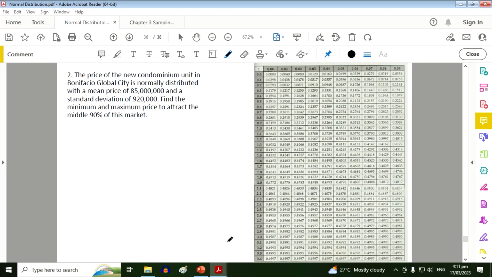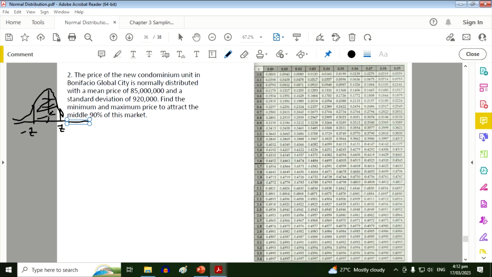Okay, number 2. The price of the new condominium unit in the Bonifacio Global City is normally distributed with a mean price of 85 million and a standard deviation of 920,000. Find the minimum and maximum price to attract the middle 90% of this market. So middle. So let's draw the normal curve. Meaning middle, so it must be symmetric. So we have negative z and positive z. So this is our area.